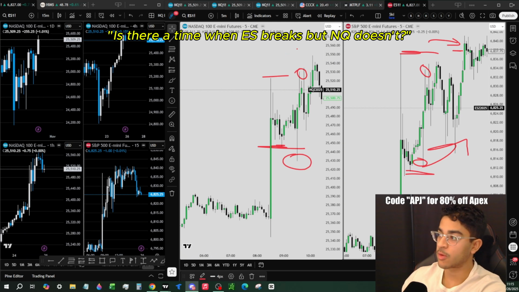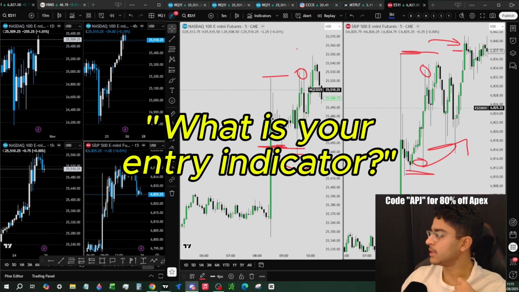I like NQ. It's more volatile. If you're starting out, maybe you go with ES. It's a little bit slower. What is my entry indicator? What tells you that it is the right time to enter a position?